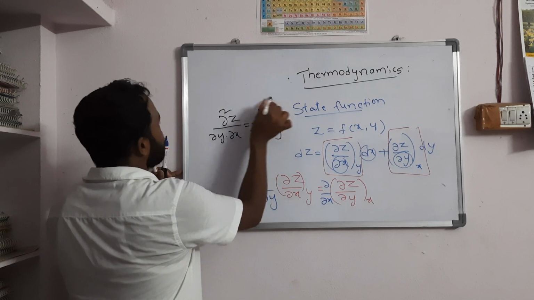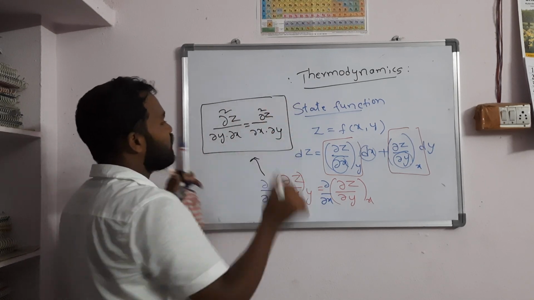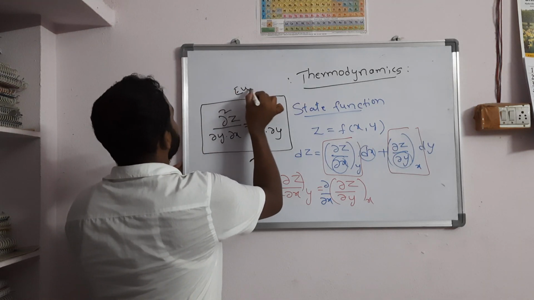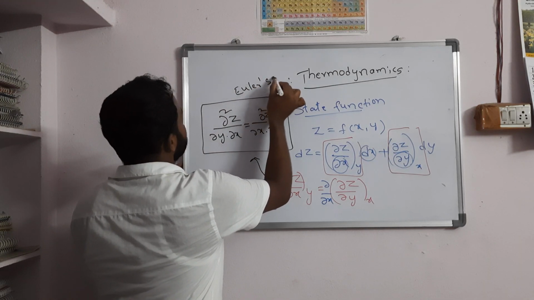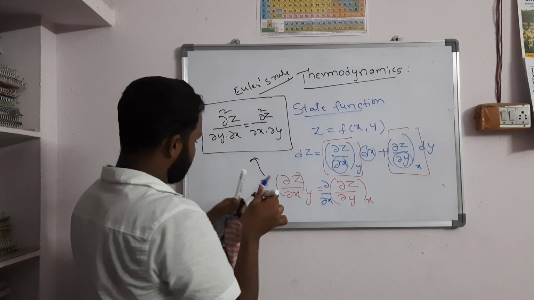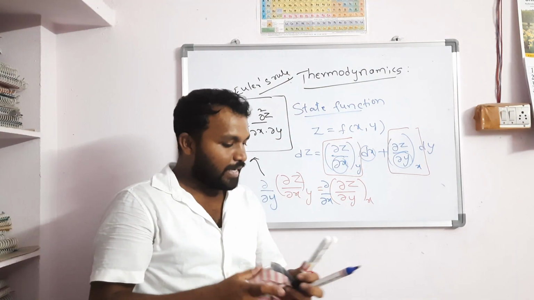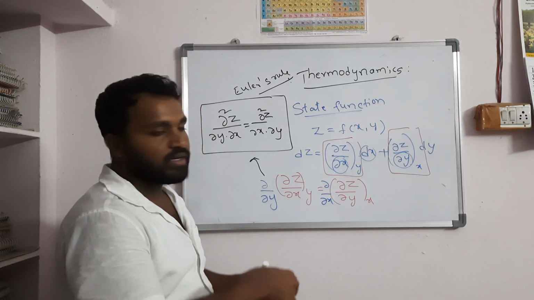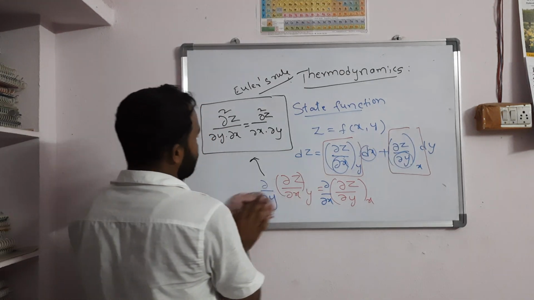This is the fundamental rule which we will use in the state function equation. This is called Euler's rule, or Euler's theorem. This is the basic concept in state function. Based upon this, we will discuss further concepts. So now I am going to discuss.